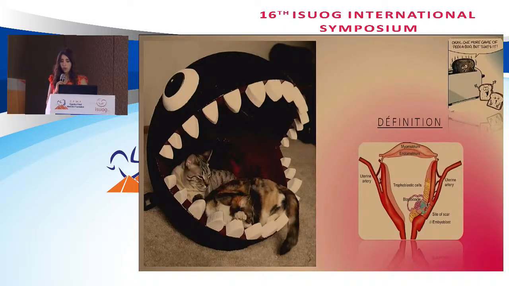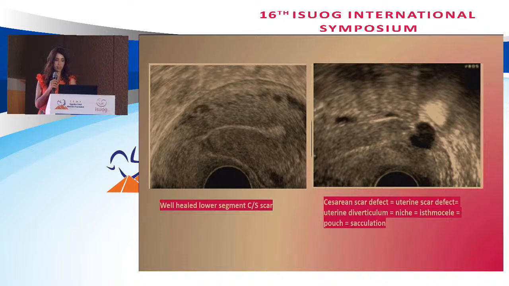So, what is the scar pregnancy? The scar pregnancy is defined as an ectopic pregnancy established on the myometrium of a previous uterine scar. Like we can see, this is a segmental cesarean scar which is well-healed, and this one is a uterine scar defect. We call it the diverticulum, niche, or isthmocele.